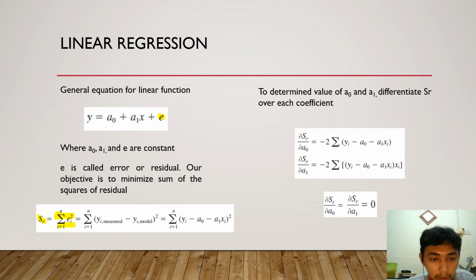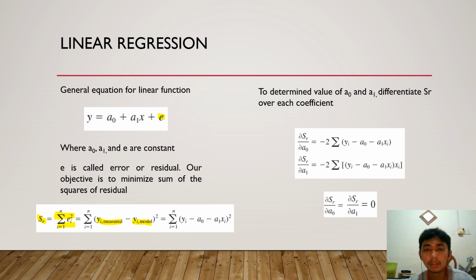So we just subtract y measured minus y model and then square it.